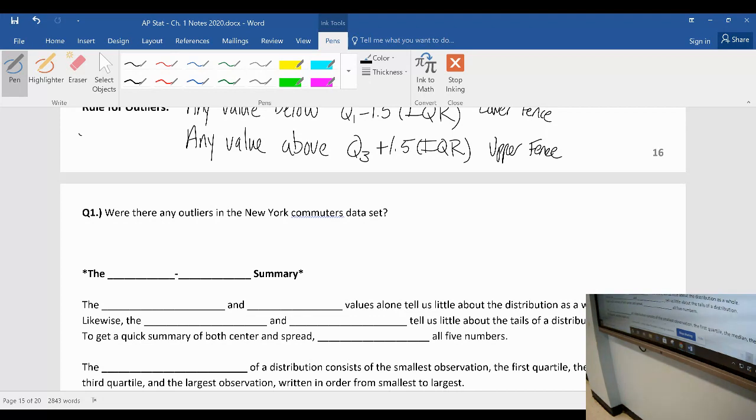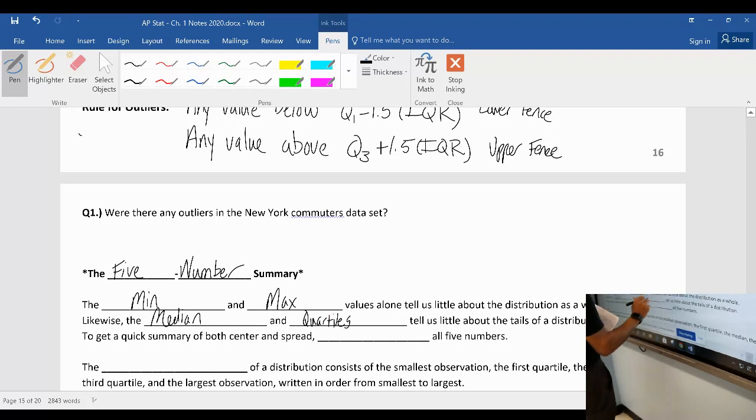Final thing as a part of this video is dealing with the 5-number summary. So your 5-number summary includes 5 numbers that tell us a lot about the data set. The min and the max tell us little about the distribution as a whole. Those are just our 2 extreme values. Likewise, the median and the quartiles don't really tell us what's happening at the extremes.